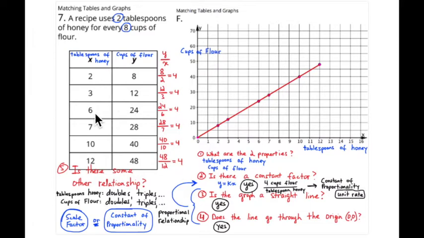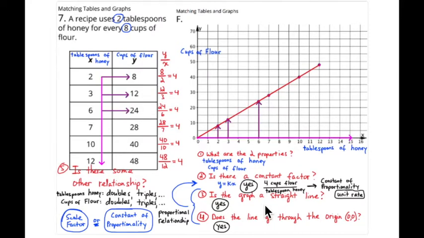And so that's going across the rows. So 2 times 4 is 8. 7 times 4 is 28. So that's the reason to use the constant of proportionality: you can use it in every case, and then you can use it to set up the equation.